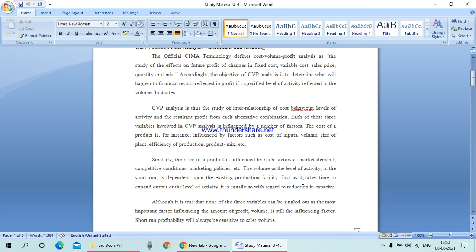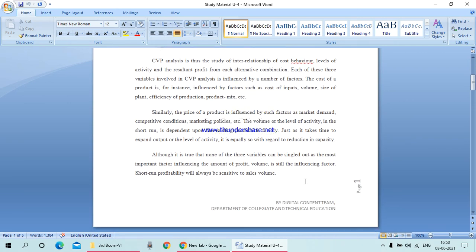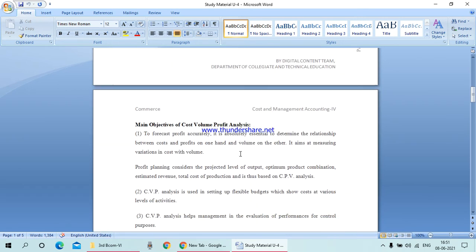Thus, just as it takes time to expand output or the level of activity, it is equally so with regard to reduction in capacity. Although it is true that none of the three variables can be singled out as the most important factor influencing the amount of profit, volume is still the influencing factor. Short run profitability will always be sensitive to sales volume.